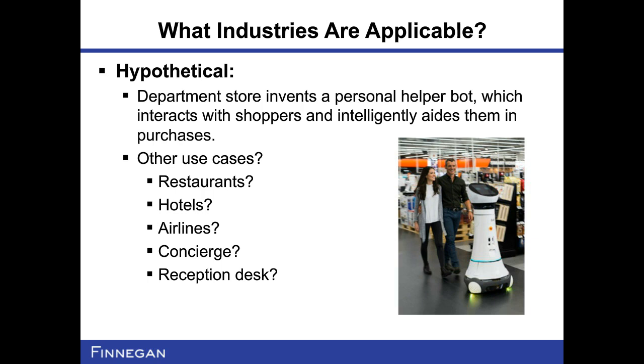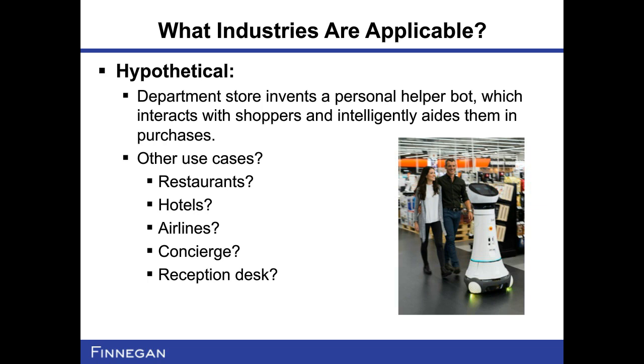What about restaurants, you know, delivering food? Hotels, carrying bags, bringing people to their rooms. Airlines is another example, concierge services and reception desks. It's important to not only think about these things and brainstorm with inventors when you're coming up with an application, but also to describe them when you begin drafting the application.